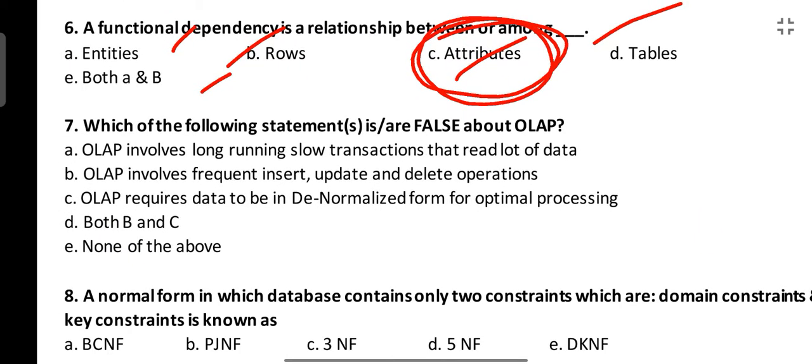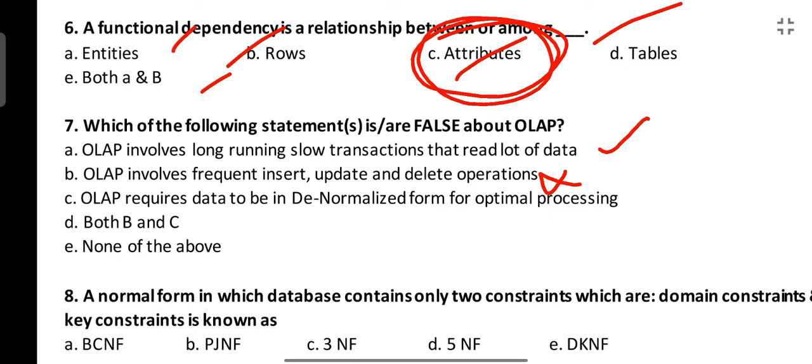Next question is: which of the following statements is or are false about OLAP? What is OLAP? Online analytical processing. So let's see the options. First is OLAP involves long running slow transactions that read a lot of data. That is true. Next is OLAP involves frequent insert, update and delete operations. False. This is not correct. OLTP involves frequent insert, update and delete, not OLAP.